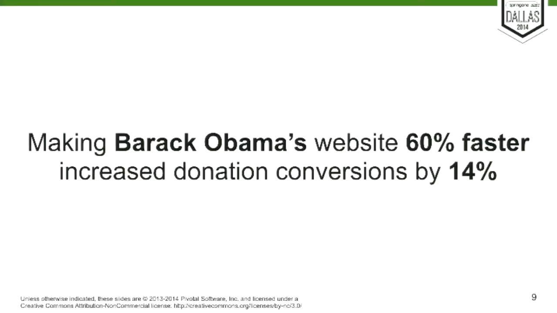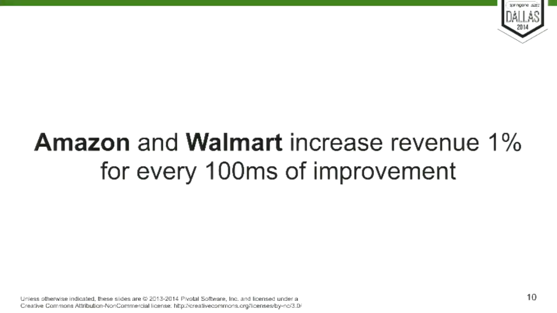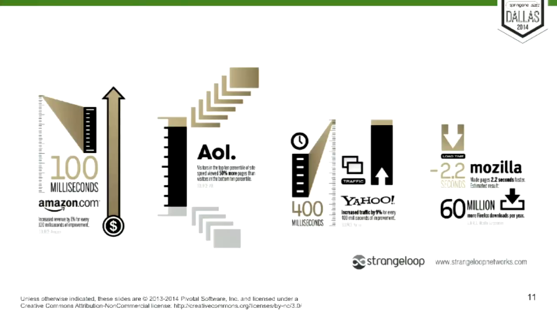And making Barack Obama's website 60% faster increased donation conversions by 14%. So he raised a lot more money just because the page was a little bit faster and people were able to donate a little bit easier. But the best statistic that I've come across, and this really comes from the Velocity conference, is that Amazon and Walmart increase revenue 1% for every 100 milliseconds that they shave off the end user experience time. So the reality is that performance definitely impacts a business.